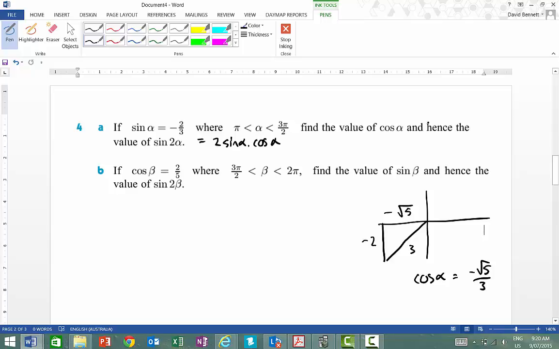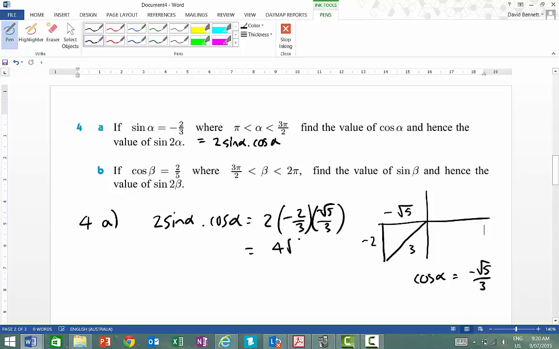And now to actually find sine 2a, all I need to do is say that 2 sine alpha cosine alpha is going to be equal to 2 lots of, well, we know the sine's equal to -2 over 3, and we know the cosine's negative √5 over 3. So therefore that's going to give me positive 4√5 over 9. So that's what that's going to be equal to.